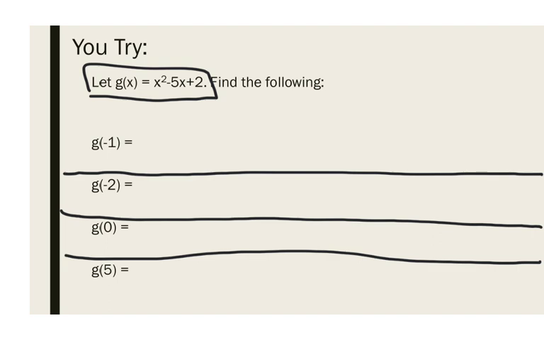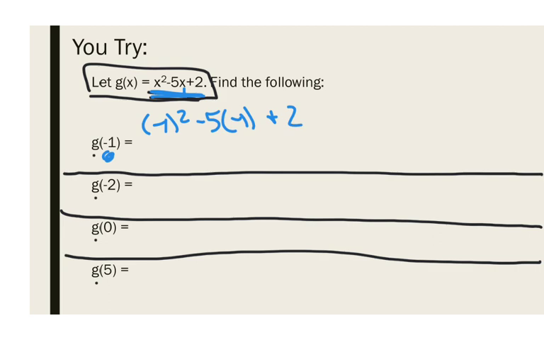So if you look at these examples, each one of these starts with g, which is how you know that you're using this function. So we're going to start with the first one, g of negative 1. So that means wherever the x is in this equation, we're going to replace with negative 1. So instead of x squared, we're going to have negative 1 squared minus 5, instead of x, you're using negative 1 and then plus 2.